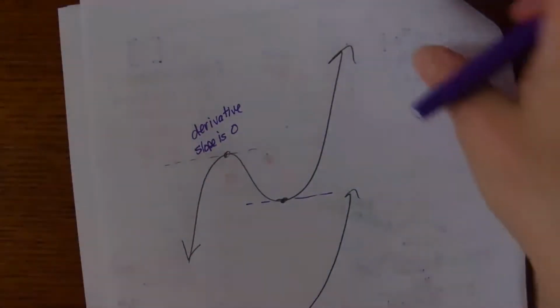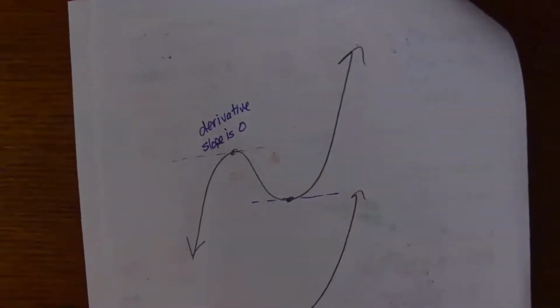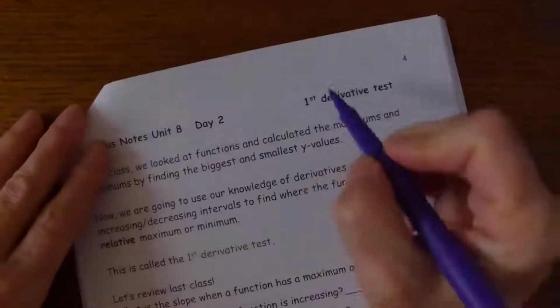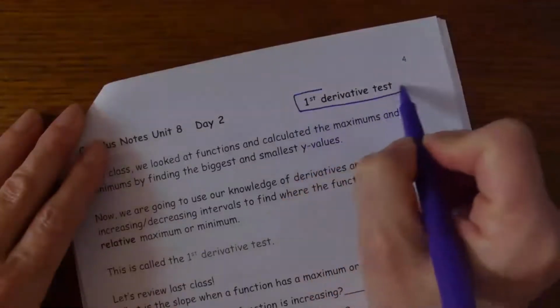So what do you think we're going to do today? We're looking for maxes and mins. And at a max or a min, the slope is 0, so the derivative is 0. So what do you think we're going to do? We're going to look at the first derivative test.